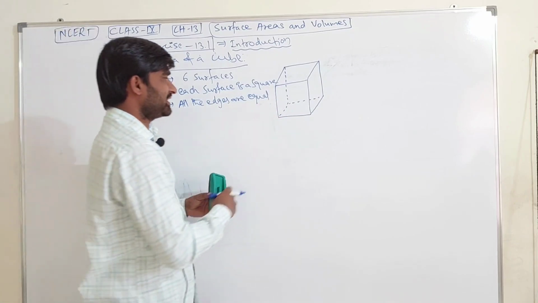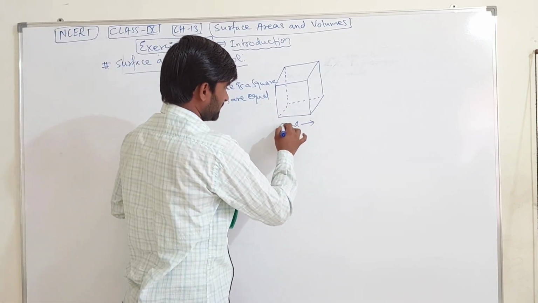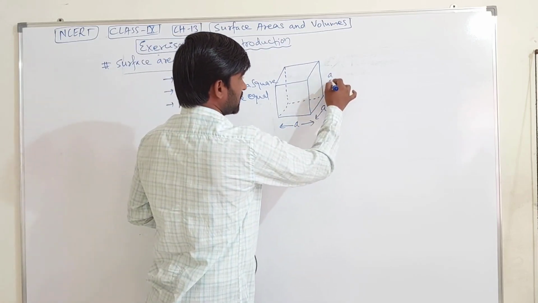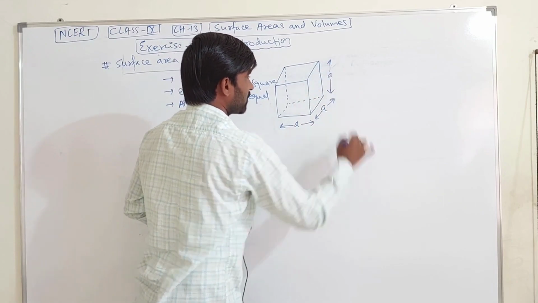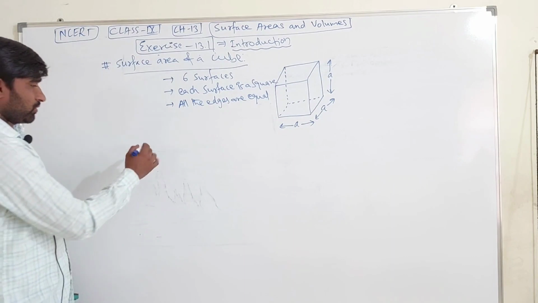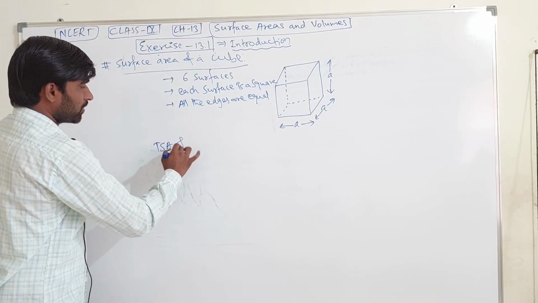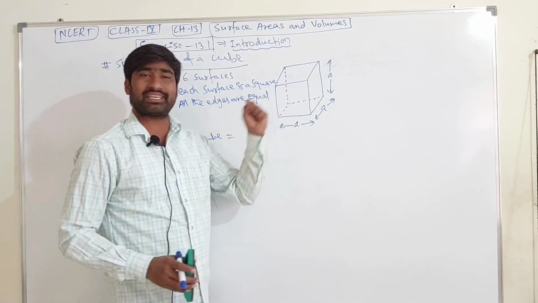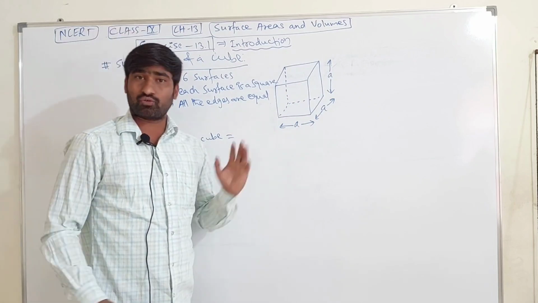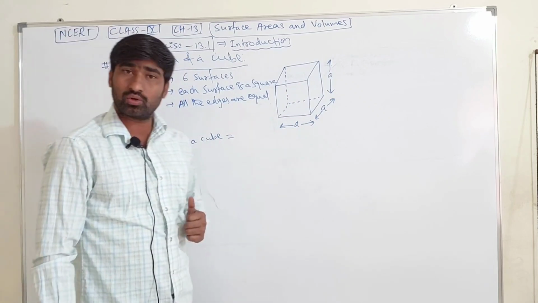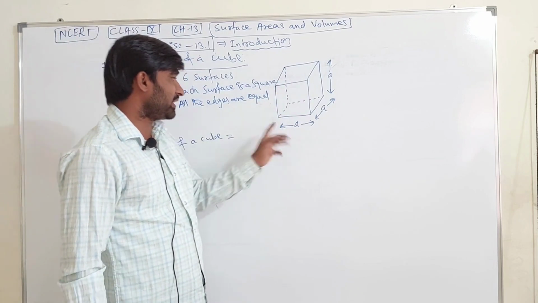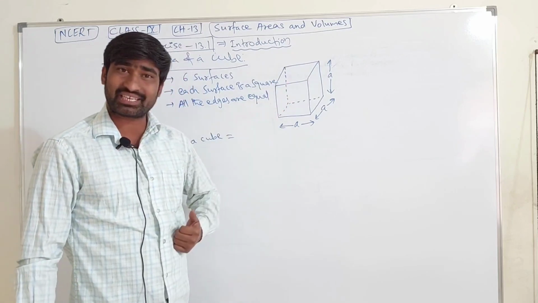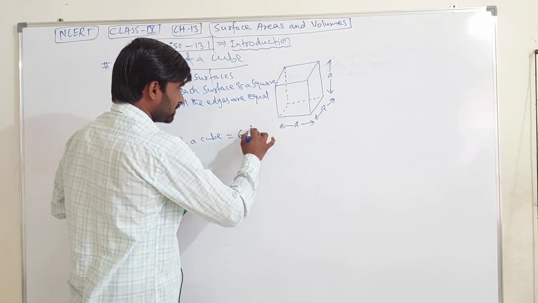So now we will take each edge equal to a units, length also a, breadth also a, and height also a, because all the edges are equal in a cube. Now we have to find the total surface area of a cube. Total surface area means we have to count all the 6 faces. Here each face is a square shape. So what is the area of a square? Side into side. So we will get the area of each surface. Side square means a square. So we have to add a square 6 times. So the answer will be 6a square.